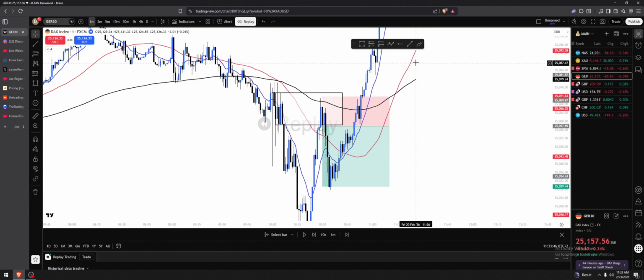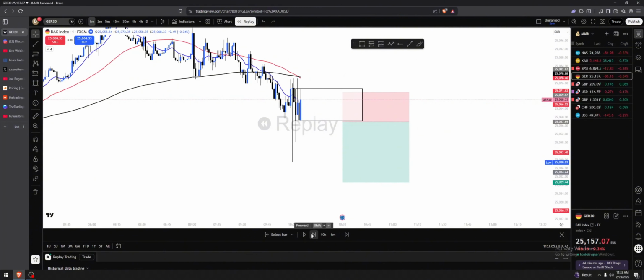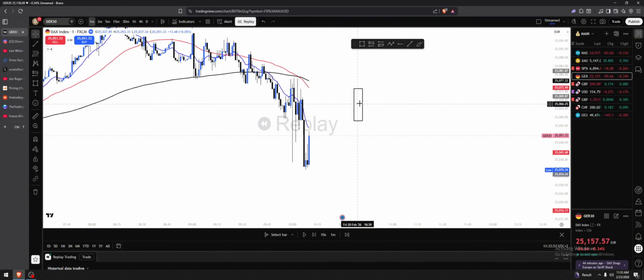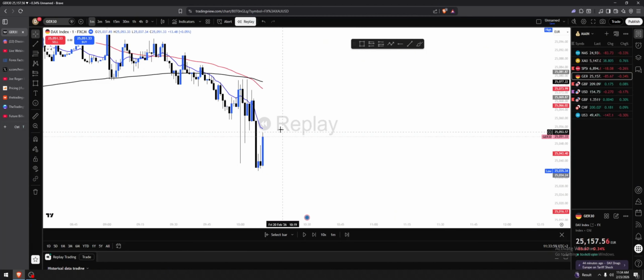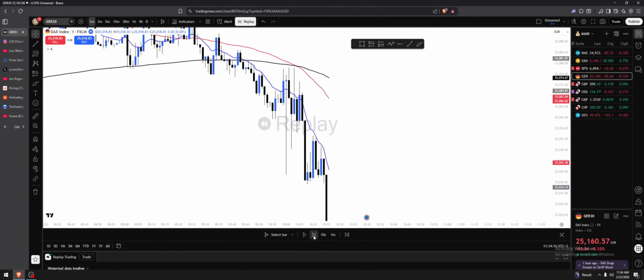So, let's replay this. Let's take this like it was. So here we had, as you can see, some aggressive selling, this candle and this candle. As you can see, it was like this. So right here we have a gap.